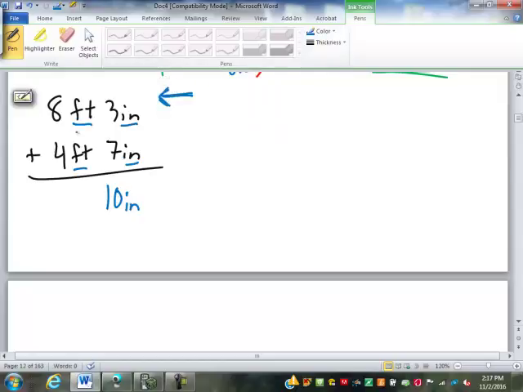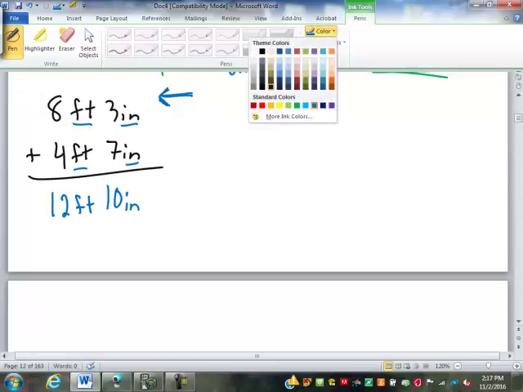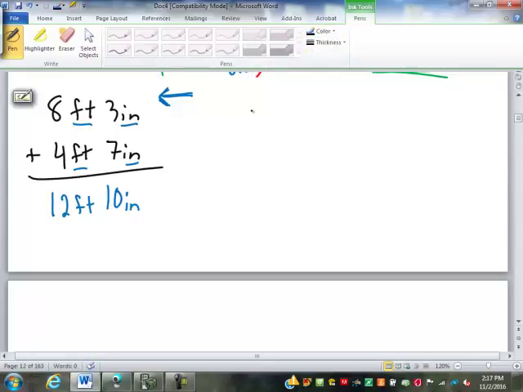Because we don't carry the 1 until it gets to be 12 inches. 12 inches makes a foot, so we don't carry it until we get a whole foot. So 8 feet and 4 feet makes 12 feet. So we get 12 feet, 10 inches.